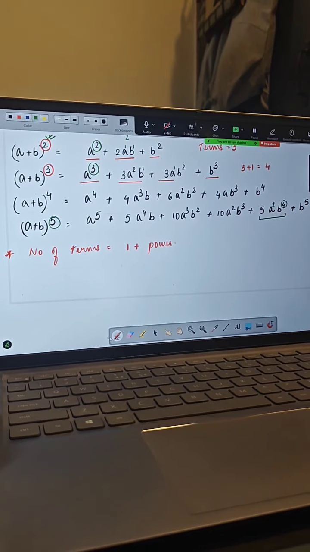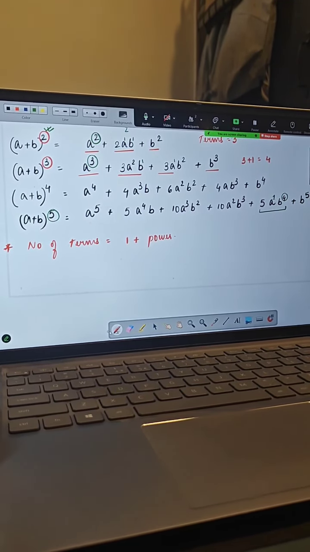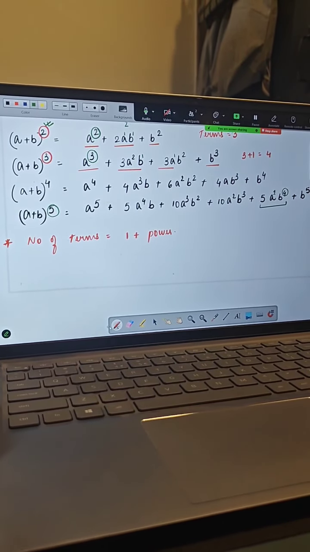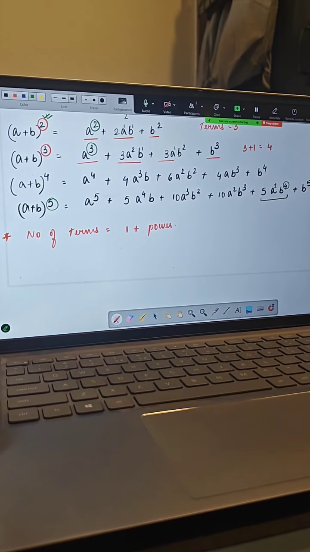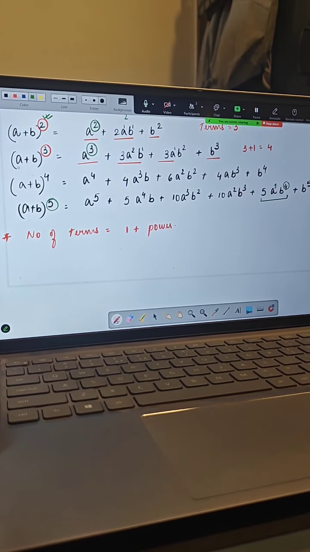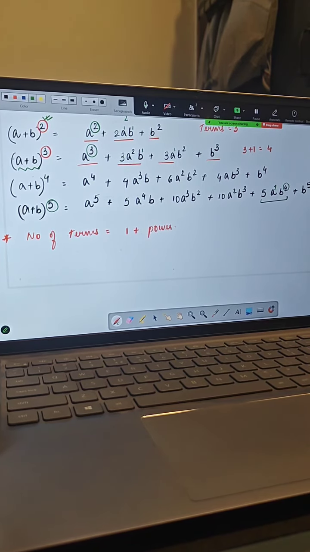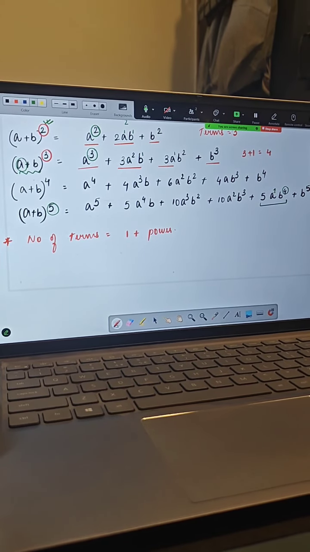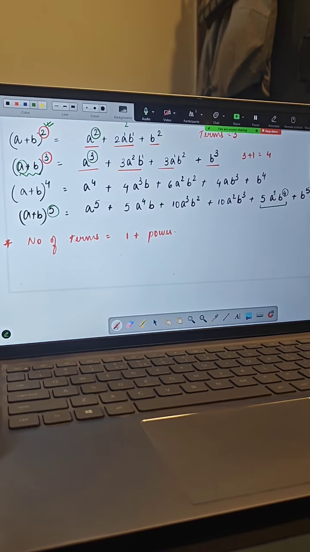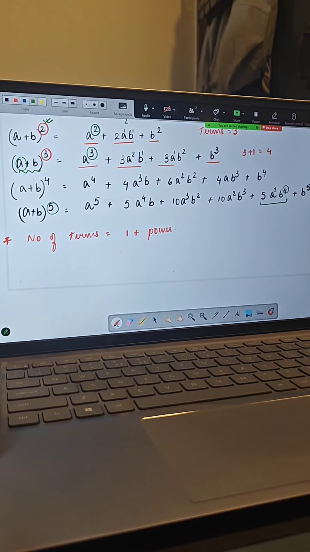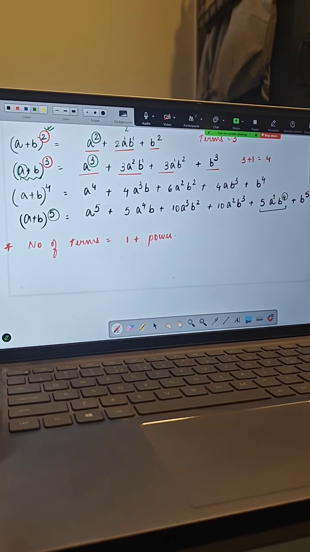Now we've sorted the number of terms that each expansion will have. We've also discussed the pattern of the total powers. Now let's look at how the first term's power and the second term's power are increasing or decreasing. Now if you look at a plus b whole cubed, the first term, which is a, has the power 3. It means it starts with the highest power and it keeps dropping down by 1. So as a keeps dropping down, the second term will start increasing. That's how the pattern is.